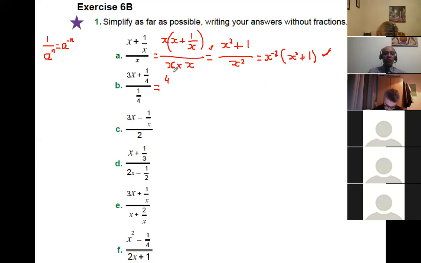So this becomes 4 times 3x plus a quarter, over a quarter. Remember, we opened the bracket, so we need to close that bracket. Keep the ratio. What you do at the top, you need to do the same at the bottom. So it's 4 times a quarter.